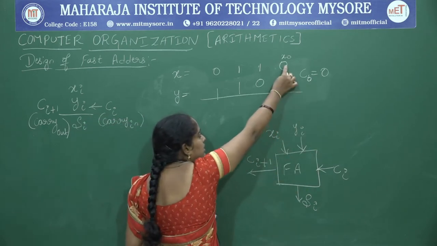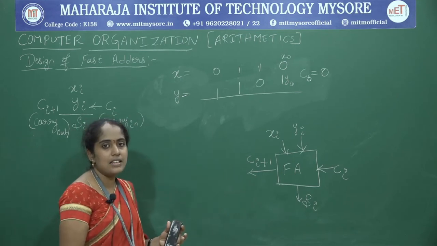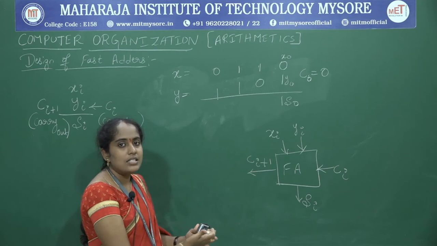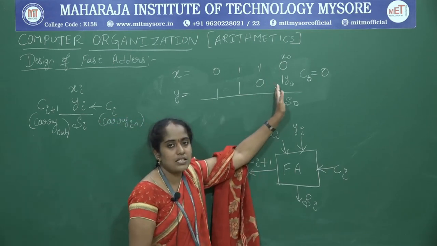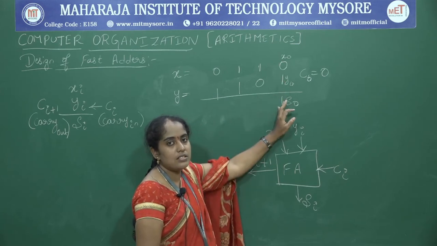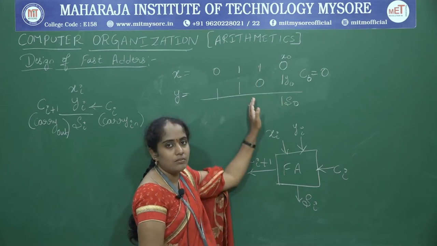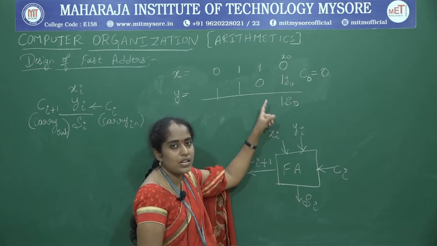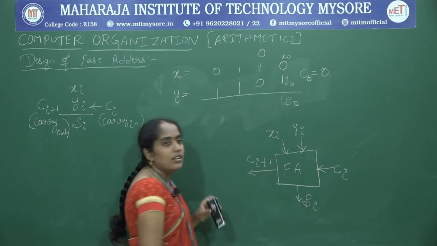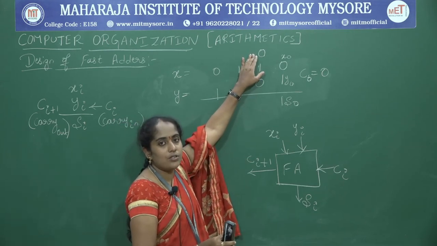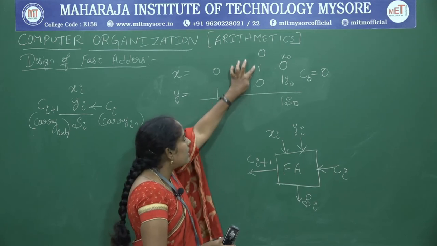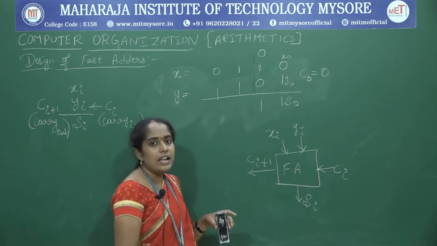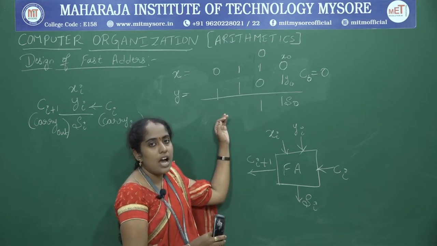So, this is the C in value, 0 plus 1. What is the sum? That is S0, it is 1. What is the C out value for this column? C out is the carry generated from this column and propagated to the next column. Here 0 plus 1, the answer is 1, that means S0 is 1 and the carry Ci plus 1 is 0. Now this 0 becomes the C in value, here C1. Add these 3 numbers 0, 1, 0. Again S1 is 1 and the carry out is 0.